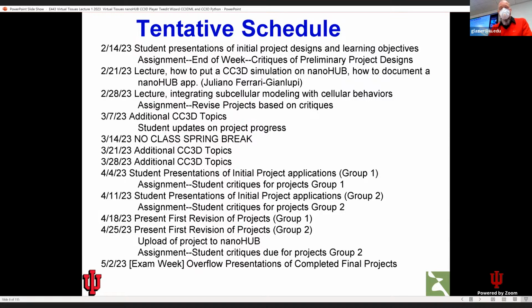And then preliminary projects, since it's a big class, we may have to do those in 2 weeks. So basically, the hope is that by the beginning of April, you have something that you can present as a preliminary result. And then, of course, the end of the semester is the end of April.